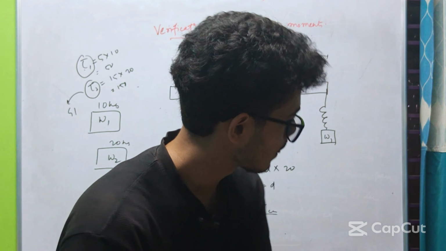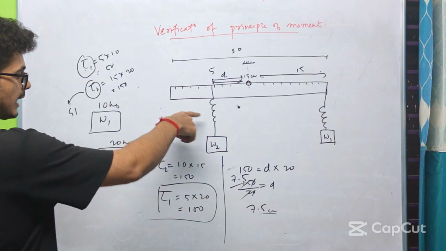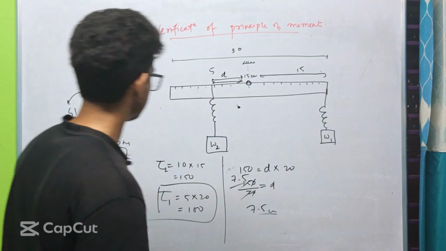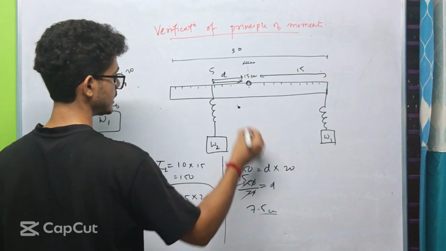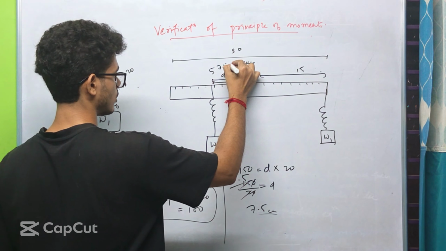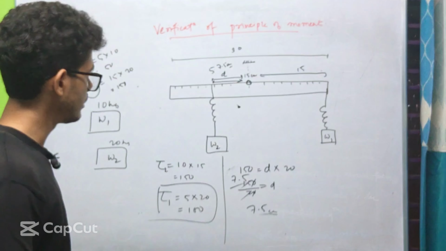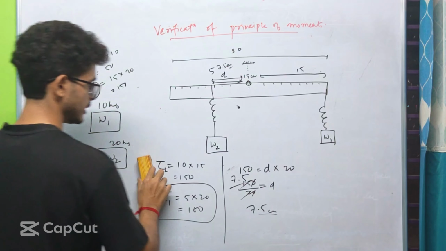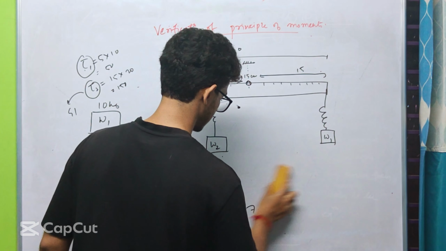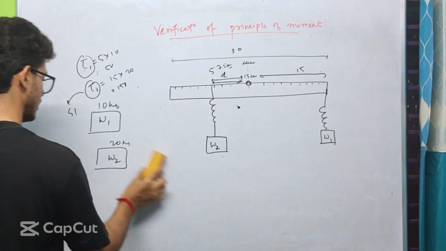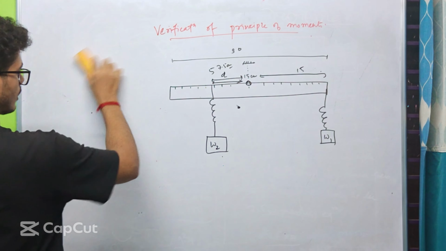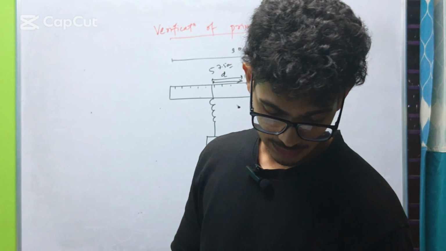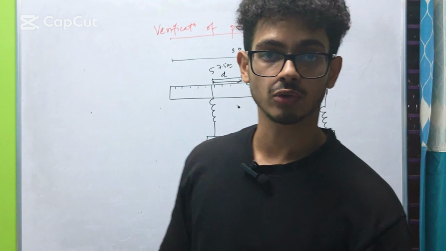And I hope you have noticed that in this condition, if we put the second weight at a distance of 7.5 centimeter from the pivot point, the scale will get balanced, and this shows that the principle of moments is verified. So this is all about the couple, moments, and the equilibrium of forces.